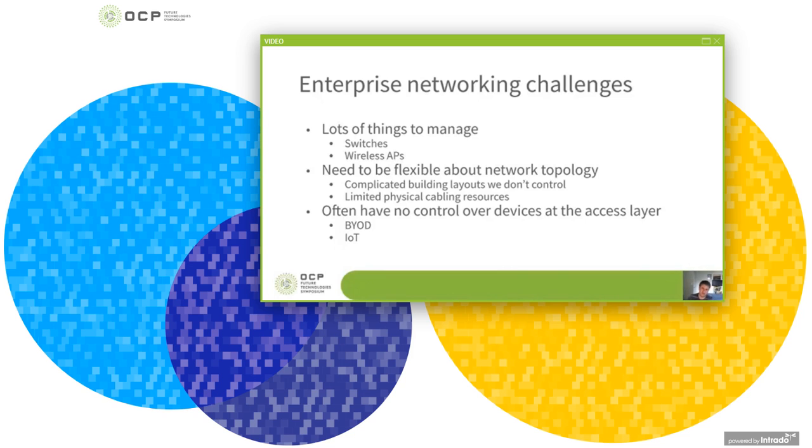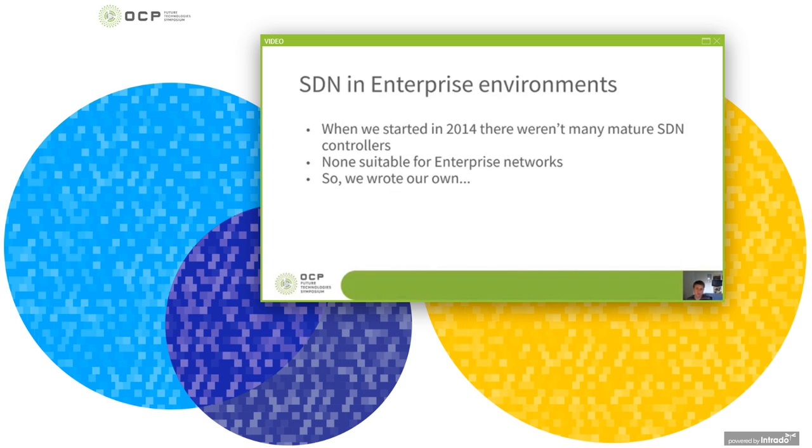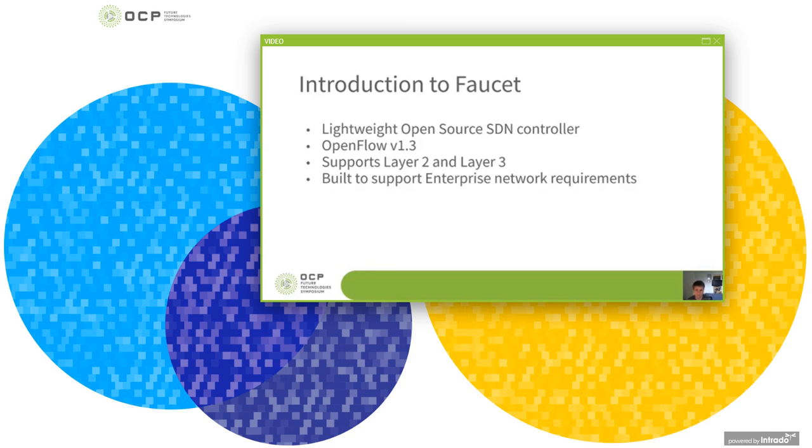And we often have no control over the devices that connect to us. BYOD, bring your own device, is very popular these days. IoT sensors, increasingly smartphones as well. We need to be able to support them on the network and whatever network protocols they speak. When we started the Faucet journey in about 2014, there weren't many mature SDN controllers at all, certainly none ready for enterprise. And so we did the hard thing of writing our own.